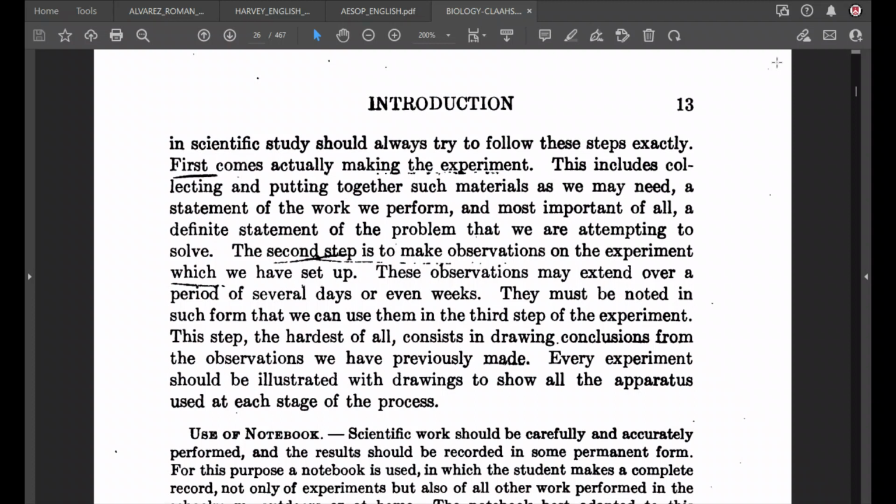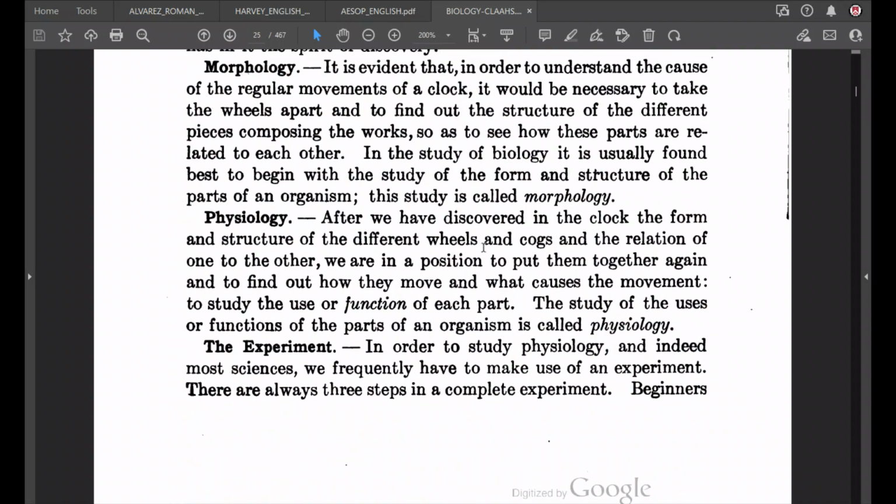All right? So morphology is the study of the parts, and physiology is the study of the functions of the parts. And in biology, we refer to this as form and function. Form is the study of the bodies themselves and their parts. Function is how they work. So for example, if we were to take one of the muscles on your arm, like your bicep, we first would study the form of the bicep.